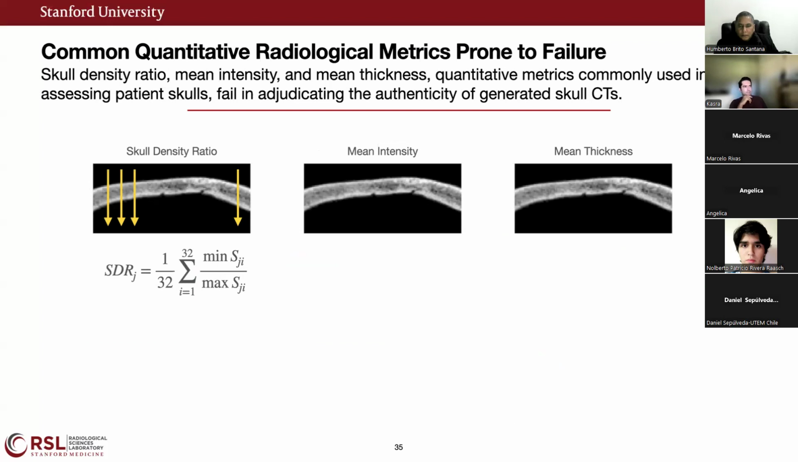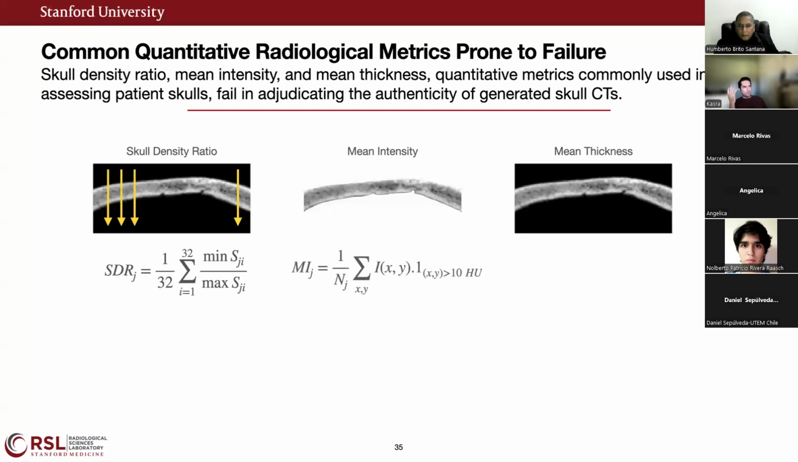For mean intensity, you remove the background of the skull CT and just average out the intensity of the remaining voxels. And for mean thickness, you do something very similar to the skull density ratio. You take 32 rays, but this time, instead of taking the ratio of the minimum intensity over maximum, you just compute the widths. And so you can get the mean thickness for them. Looking at how simple these metrics were, we already had a sense that these were not going to be sufficient to distinguish or differentiate between a synthetic skull CT and a real skull CT.